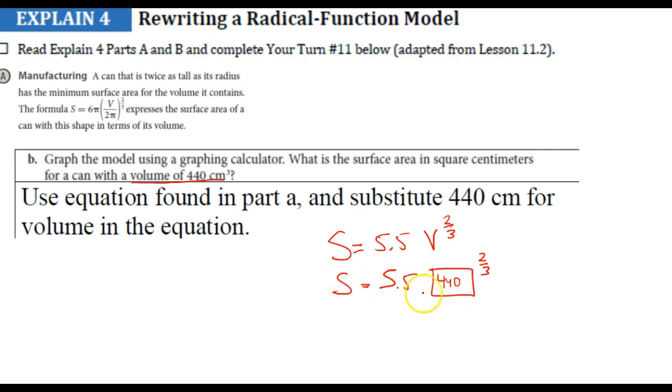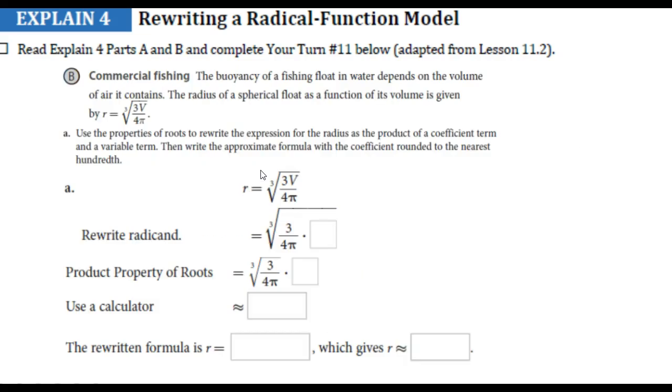Go ahead and take some time and work that out on your calculator and find out what the surface area would be. And if you calculated that out, that would be about 318.17. So there you go.